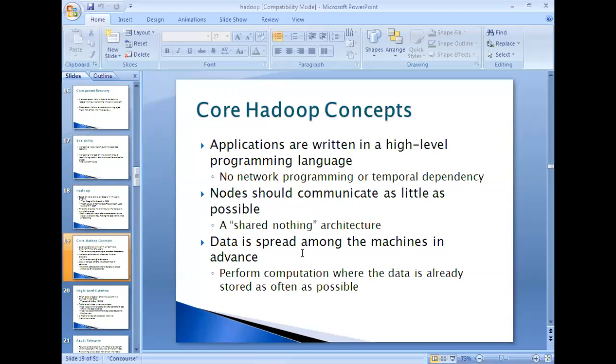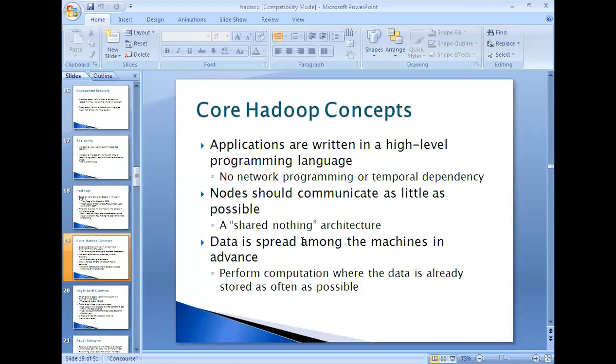The core Hadoop concepts: applications are written in high-level programming languages, right? In the previous semester we studied computer networks, where we developed several programs through which we can communicate with a server, passing information to the server and getting a response from it. Here you need not write any network programming to transfer the data from one place to another, even though it is large in size. In this way, it allows high-level programming languages to be used to develop the code, and it can be executed.